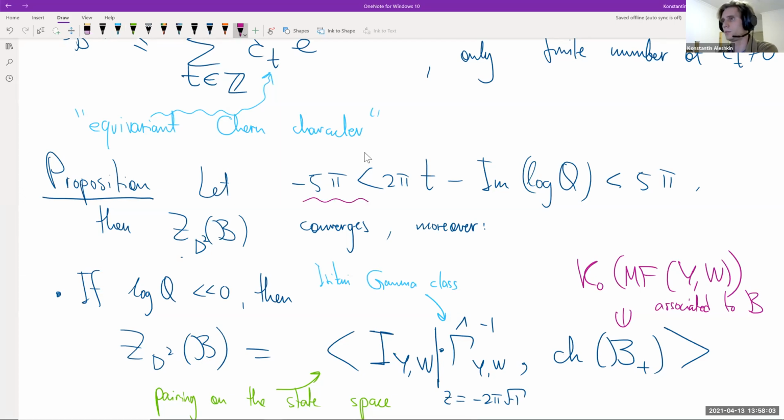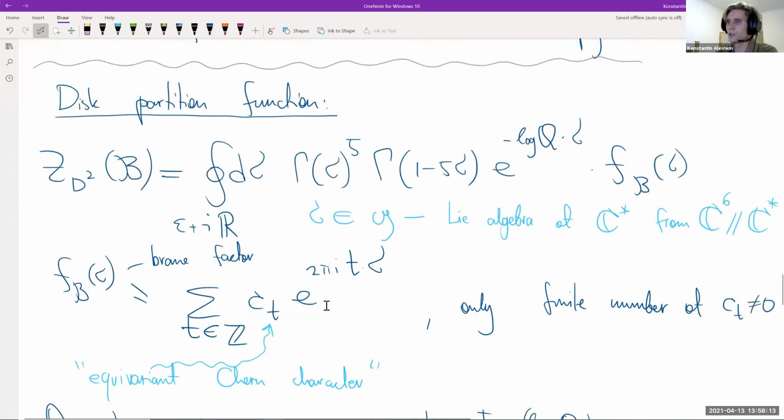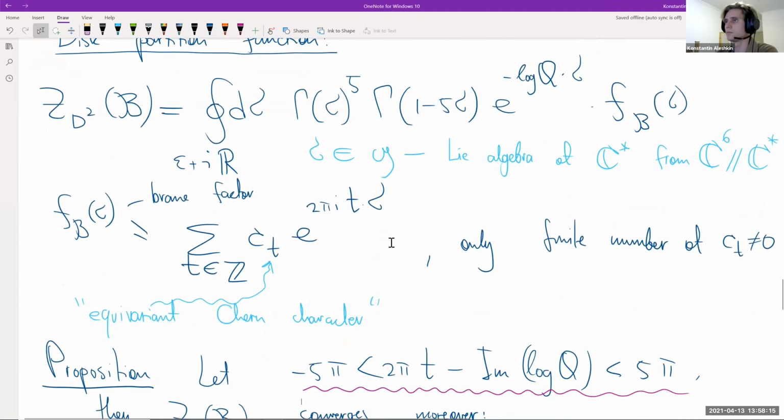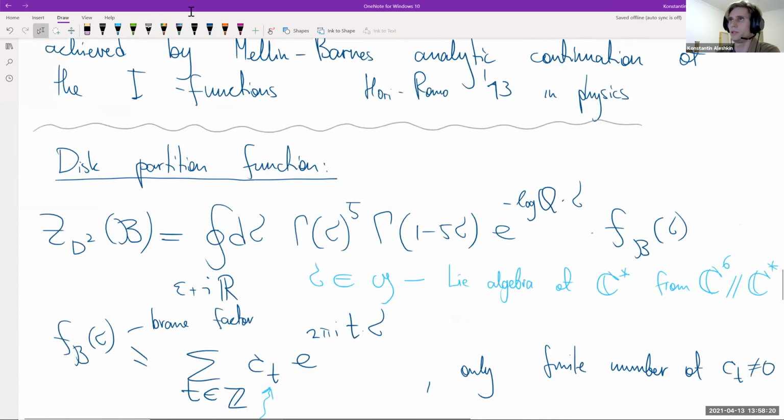Maybe I should note something about it, and I'll talk about this very briefly. This integral over here converges only for certain brane factors. So maybe I should tell you what B is. I told you what FB is, but I didn't tell you what B is.